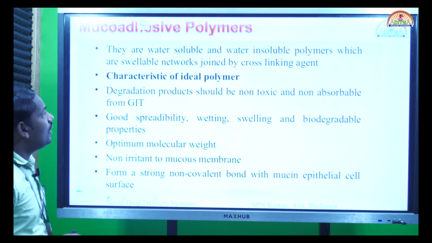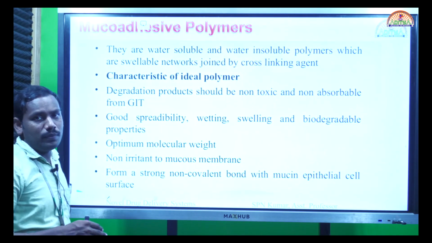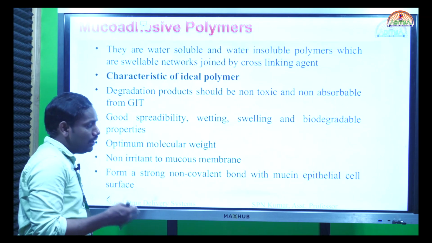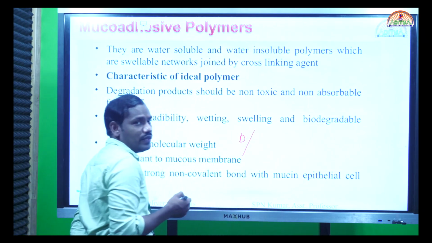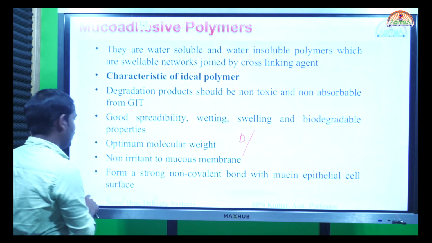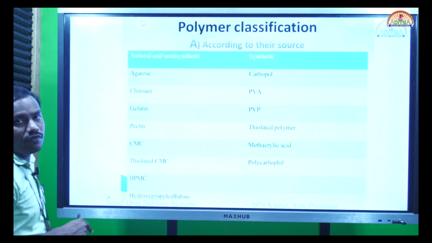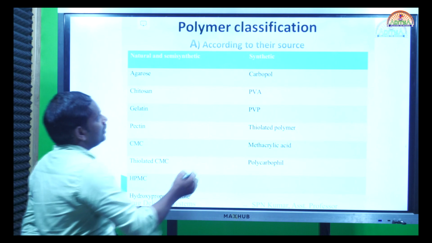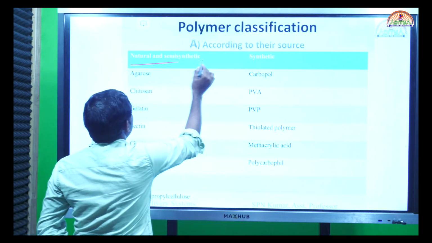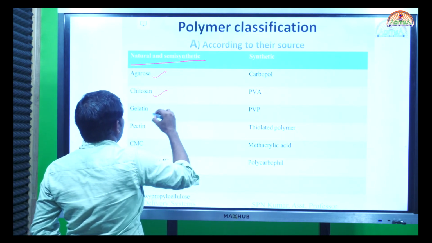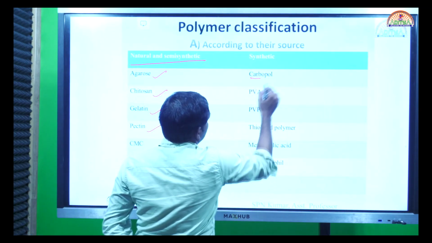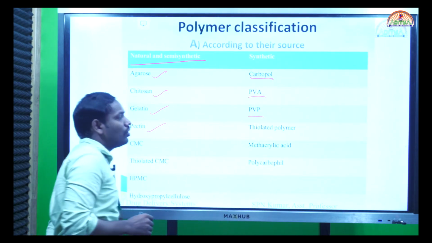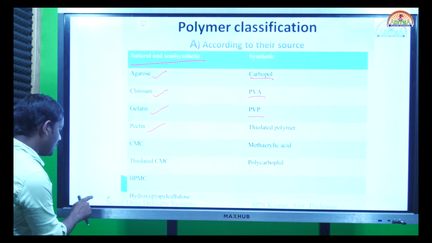So what are mucoadhesive polymers? Mucoadhesive polymers are the ones which help in the interaction between the drug and the mucous membrane. Most of them can be classified based on whether they are from a natural source or obtained from an artificial source. These are the natural and semi-synthetic polymers: agarose, chitosan, gelatin, pectin, CMC, etc. These are completely synthetic, synthesized in the laboratory: polyvinyl alcohol, polyvinyl pyrrolidone, methacrylic acid, etc.